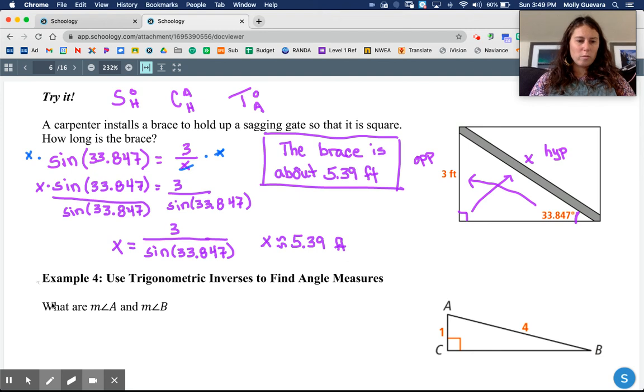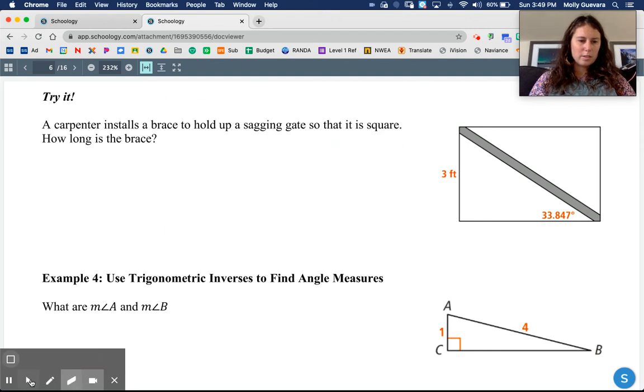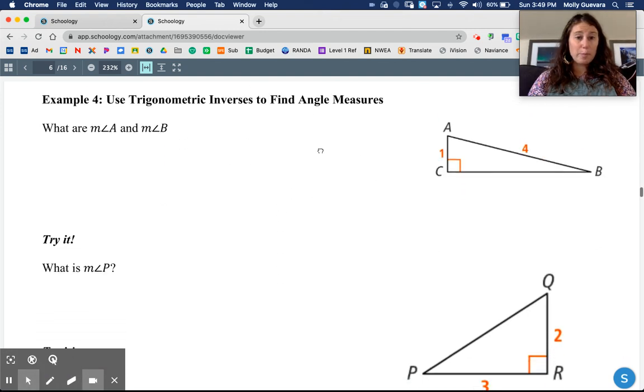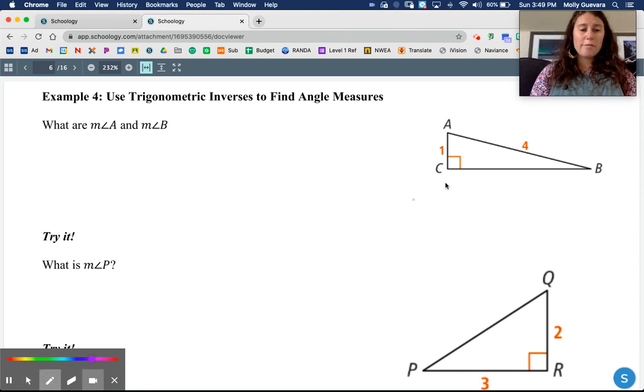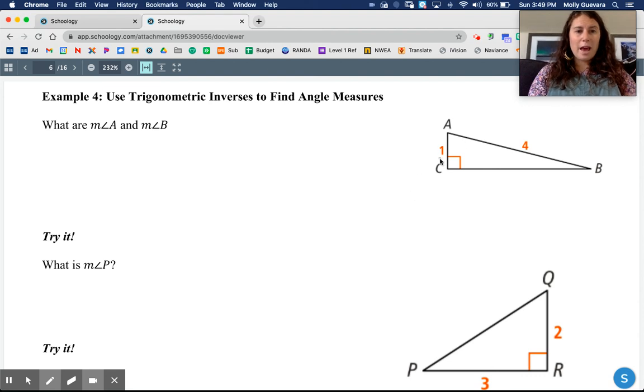Cool. So we have one example left, and it's kind of working backwards here. I'm going to show you how to use what we call trig inverses to find the angle measures. So what if it's the angle that you don't know? How do you solve for that? So example 4 says, what is the measure of angle A? Let's just look at that first.